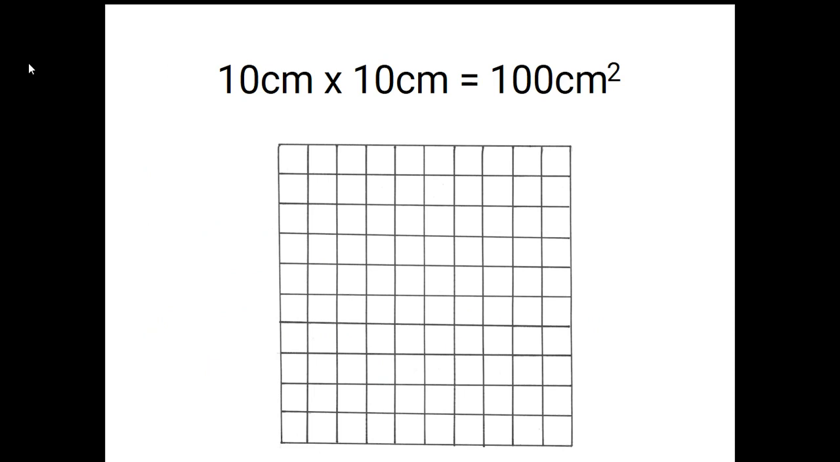So with the shape I showed you earlier, I know it's 10 squares across and 10 squares down. 10 tens are 100, so that's going to cover 100 centimetres squared. I've used the formula. I don't need to count the squares. If you wanted to check, you could count the squares, and they would be 100.